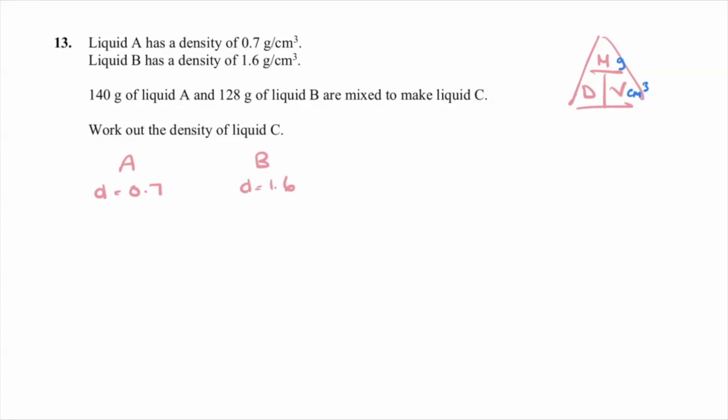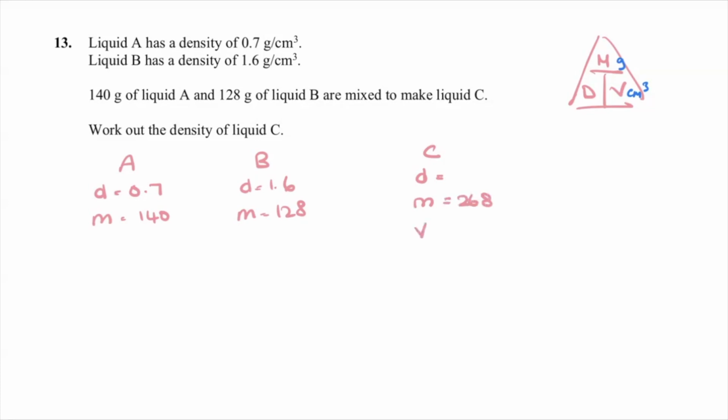We've already checked in with that. Our grams is our mass. So we've got a mass of 140 for A and a mass of 128 for B. They're mixed together to make liquid C, and we've got to work out the density. So we need to know the density. We know the mass is A and B mixed together, so we add that to get 268.